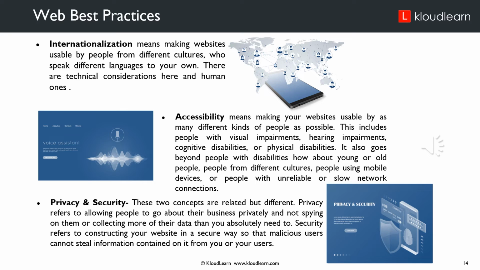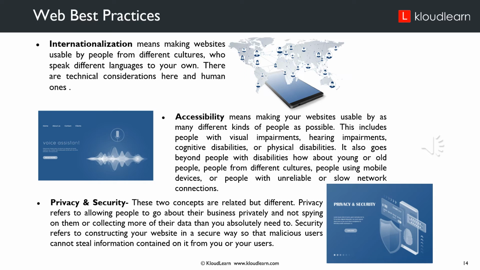Accessibility means making your websites usable by as many different kinds of people as possible. This includes people with visual impairments, hearing impairments, cognitive disabilities, or physical disabilities. It also goes beyond the people with disabilities. How about young or old people, people from different cultures, people using mobile devices, or people with unreliable or slow network connections? Privacy and security.